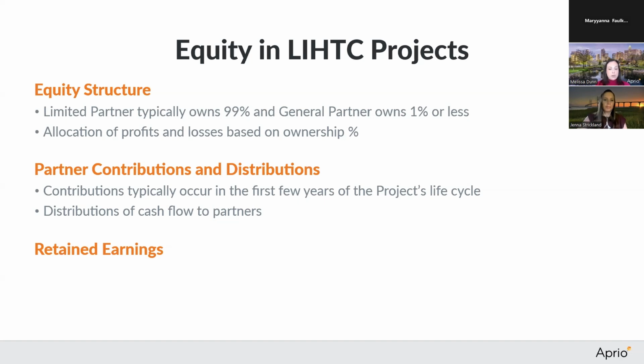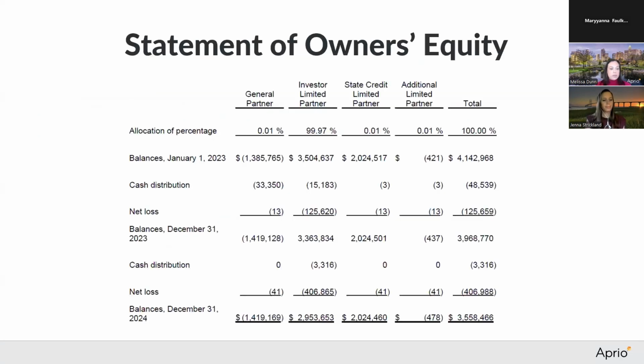The last component of equity is the net income or losses from that year, and that will create retained earnings. Retained earnings are the income or losses that have accumulated by each partner based on their ownership percentage. So next, we'll look at an example of a statement of owner's equity.